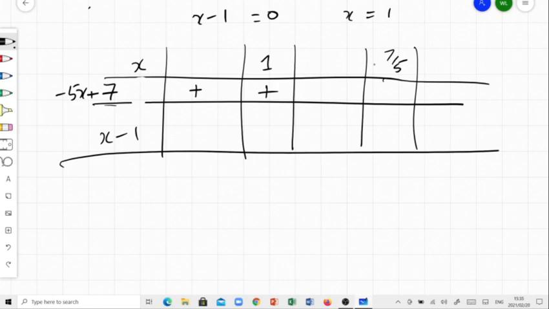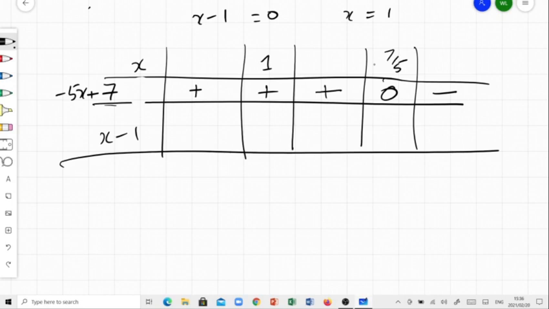In much the same way, I take a number in between 1 and 7 upon 5. I can take the number 1.1, and plug it in here, I get minus 5.5 plus 7, so it's still going to be positive. At 7 upon 5, it turns out to be 0, and here I take a number larger than 7 upon 5, like 2. In this case, I get minus 10 plus 7, so it's going to be negative, negative 3, which indicates a negative sign.